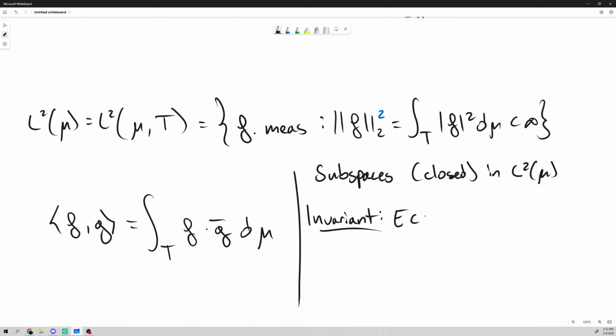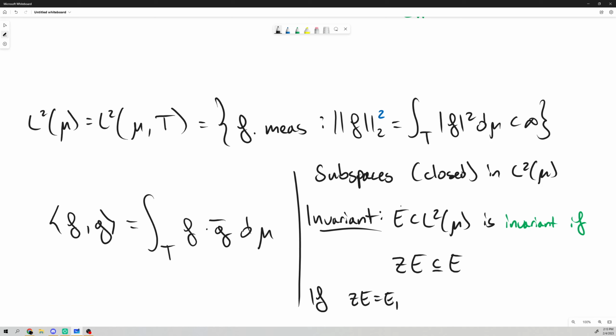Invariant: E, a subset of L2 mu, is going to be called invariant if I multiply every element of E by Z, I'm still within the set. So Z E, as I write it in shorthand, is a subset of E. If those are equal, so if Z E is equal to E, this is called doubly invariant.